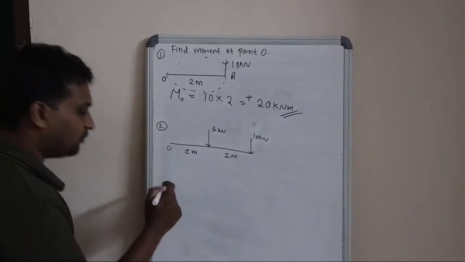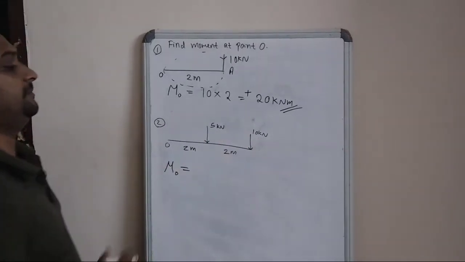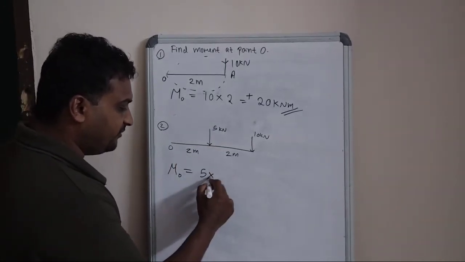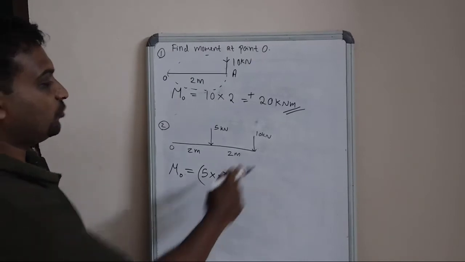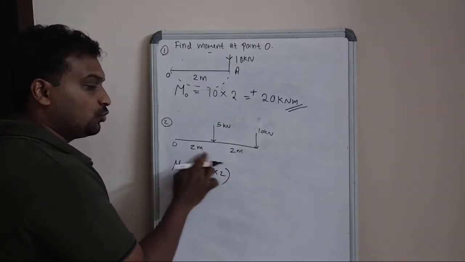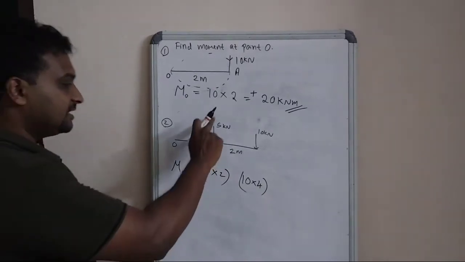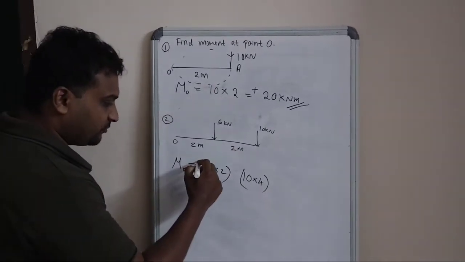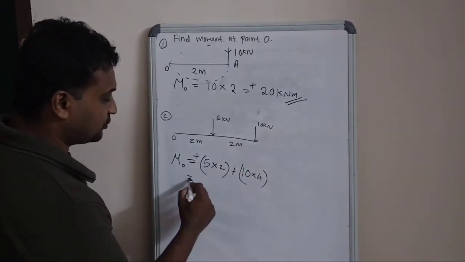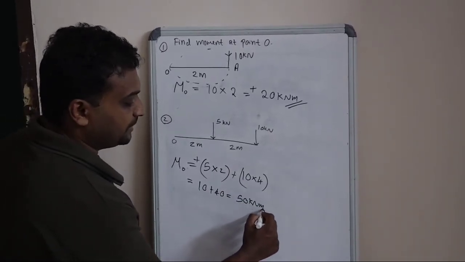In the second case, the moment at point O, sigma moment MO is equal to, here there are two forces. Therefore, the first force is 5 into perpendicular distance 2, 5 into 2. Then the second force, 10 into its perpendicular distance, which is 2 plus 2, 4. 10 into 4. What about the sign? This 5 is acting in clockwise direction. Therefore, plus. Here also 10 into 4 is acting in clockwise direction. Therefore, plus, which is equal to 10 plus 40, that is 50 kilonewton meter. Clear?